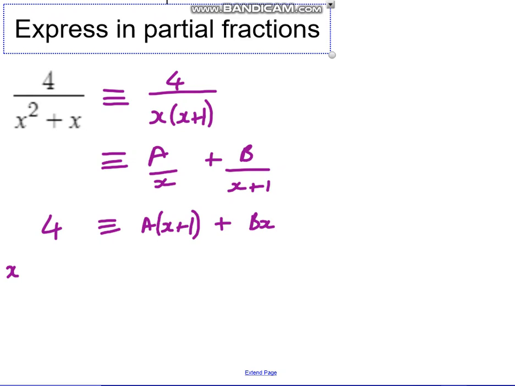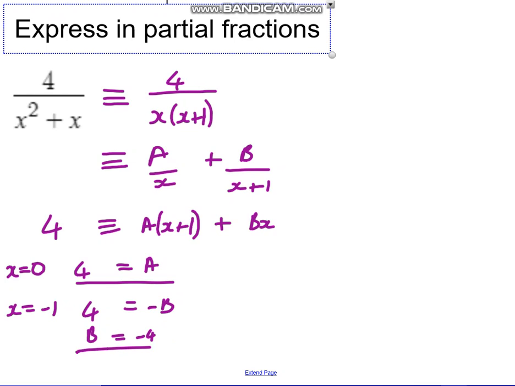We're now going to let x equal 0, which will give us 4 is equal to A. So that's great. And we can then let x equal minus 1, which will give us 4. So minus 1, this bracket will disappear now, so 4 is equal to minus B, and so B is equal to minus 4. So that means that our whole thing must be equal to A, which is 4 over x, minus B, which is minus 4 over x plus 1. And again, as you can see, this will be dead useful for method of differences. Okay, so that's that one.